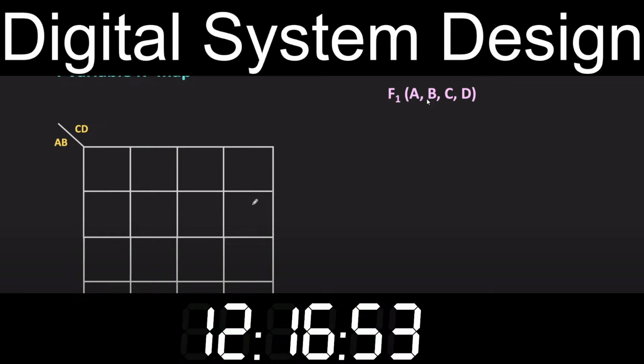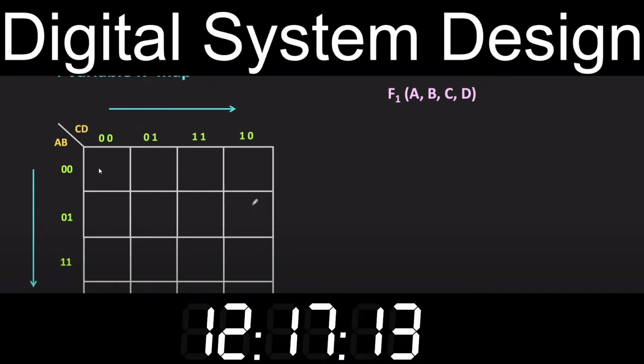First of all, write down the possible combinations of the variables A and B beside each row in the gray code form. Similarly, write down the possible combinations of the variables C and D on the top of each column in the gray code form. Now, for the numbering of each cell, start from the top left corner and write 0, 1, then the third row, and once again write 8 and 9 from the left.